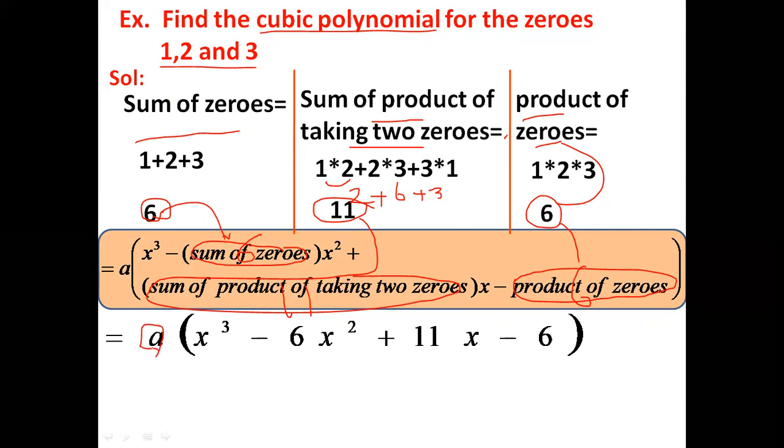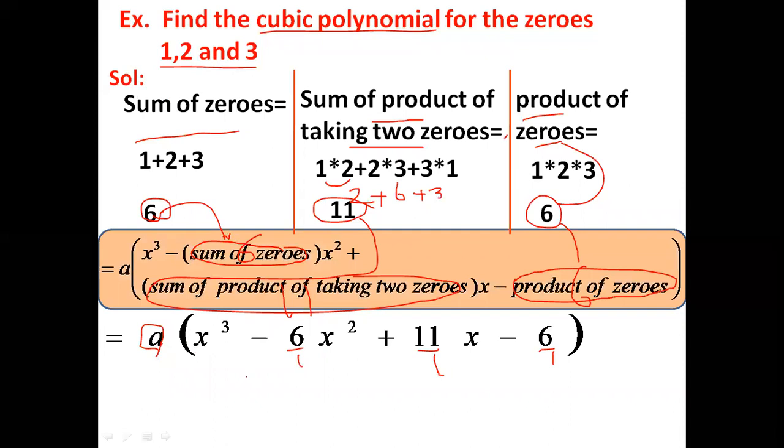Here a can be written as anything except 0. If you want the textbook answer, look at the denominators: here 6 by 1, you can write 6 by 1, or here 11 by 1, here also 11 by 1. So the denominator is 1, and you can write 1 in place of a.